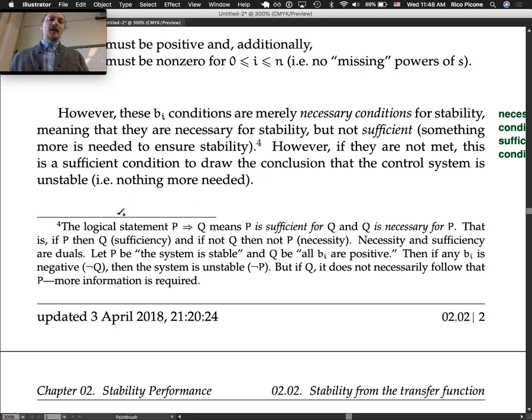So now we're going to talk about our specific system. Let P be the system is stable, okay? And Q be all Bi are positive. Then if any Bi is negative, which is to say not Q, then the system is unstable, which is to say not P. But if Q, it does not necessarily follow that P. In other words, more information is required.